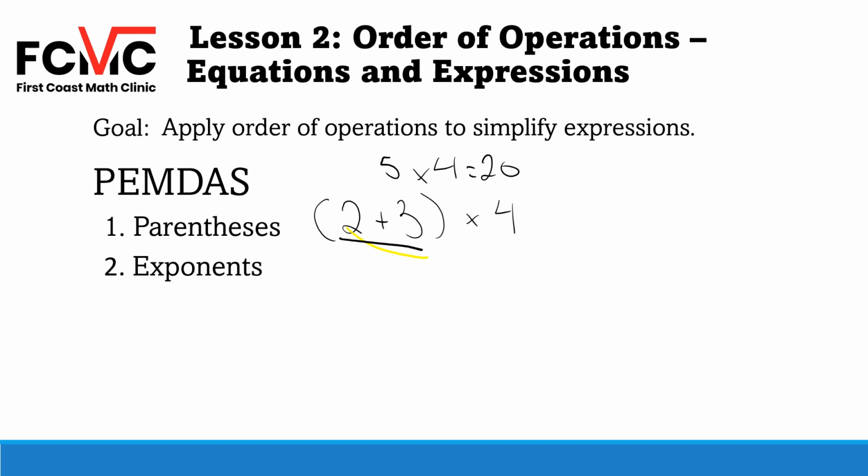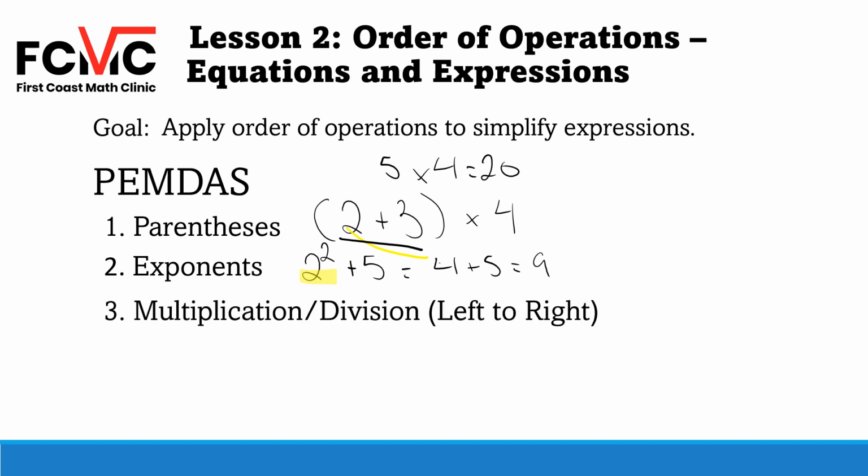Then exponents. So exponents is next. So if we have maybe 2 to the second power plus 5, we're going to do that 2 to the second power first. So 2 to the second power would give us 4 plus 5, giving us 9.